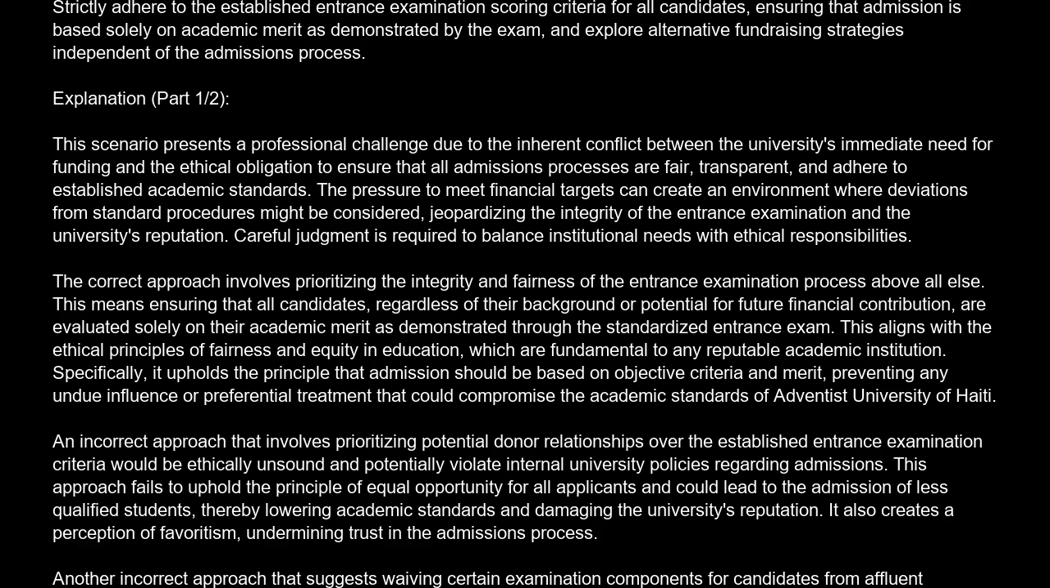An incorrect approach that involves prioritizing potential donor relationships over the established entrance examination criteria would be ethically unsound and potentially violate internal university policies regarding admissions. This approach fails to uphold the principle of equal opportunity for all applicants and could lead to the admission of less qualified students, thereby lowering academic standards and damaging the university's reputation. It also creates a perception of favoritism, undermining trust in the admissions process.